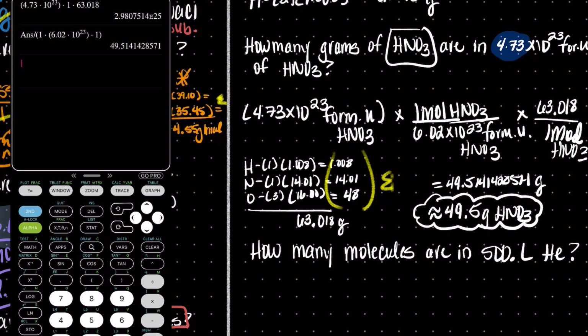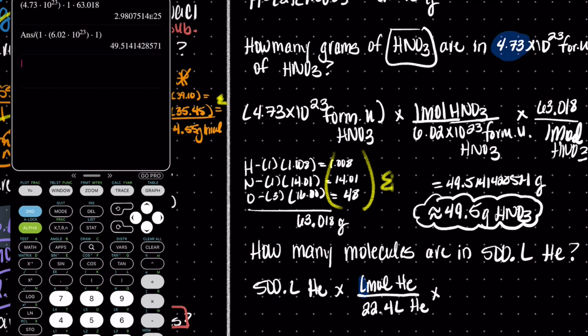How many molecules are in 500 liters of helium? Okay. 500, don't forget that decimal. That decimal plays an important role in that significance. One liter of helium, I'm going from liters to moles. So I know my goal of this step is to get to moles. So for every 1 mole of helium, I have 22.4 liters of helium.